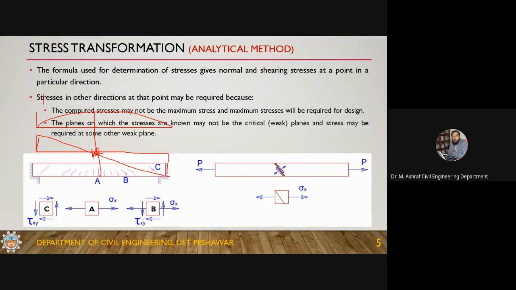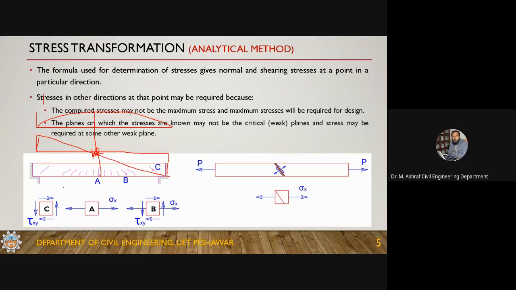So here you can see from the bending moment and shear force diagram that the bending moment is maximum in the mid span and the shear is maximum at the support, and you know this. Okay, this is the shear force and bending moment diagram.